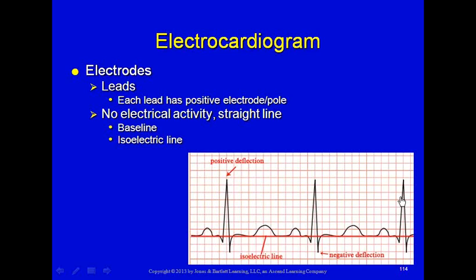As electricity flows from a negative pole to a positive pole, the electricity is measured in an upward deflection, or a positive deflection, above the isoelectric line. If the electricity is flowing from positive to negative, then the opposite is true. You'll get a negative deflection below the isoelectric line.